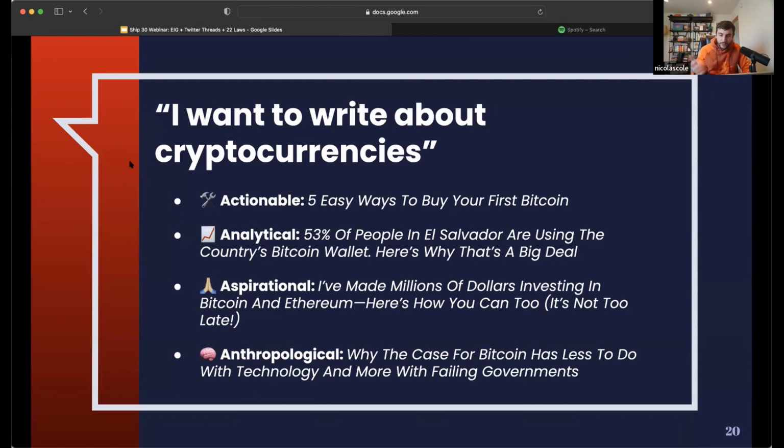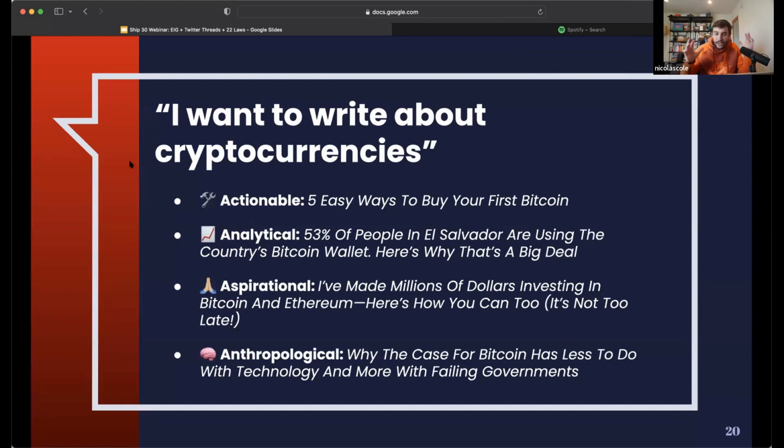Analytical, right? 53% of people in El Salvador are now using the country's Bitcoin wallet. Here's why that's a big deal. Number, extract a conclusion. Aspirational. I've made millions of dollars investing in Bitcoin and Ethereum. Here's how you can too. Okay. Classic. Before and after transformation, I did it, you can too. Whatever. Anthropological. Why the case for Bitcoin has less to do with technology and more with failing governments. Okay. It's a little more esoteric, more heady.